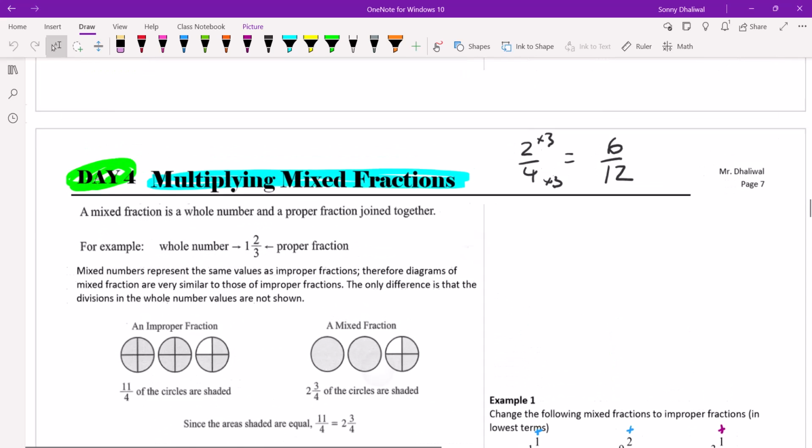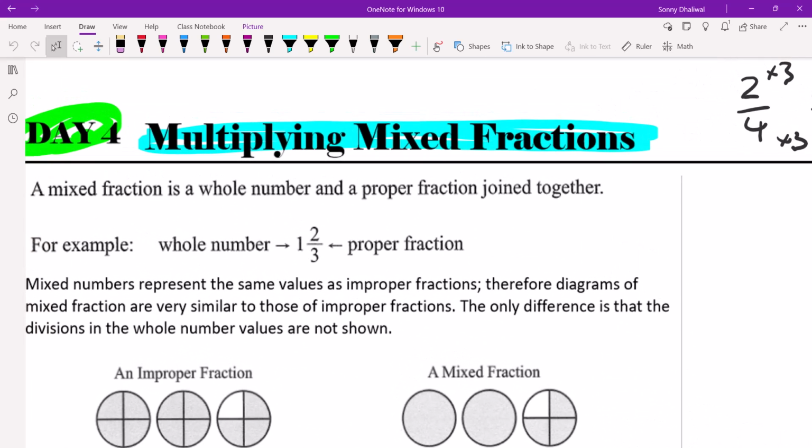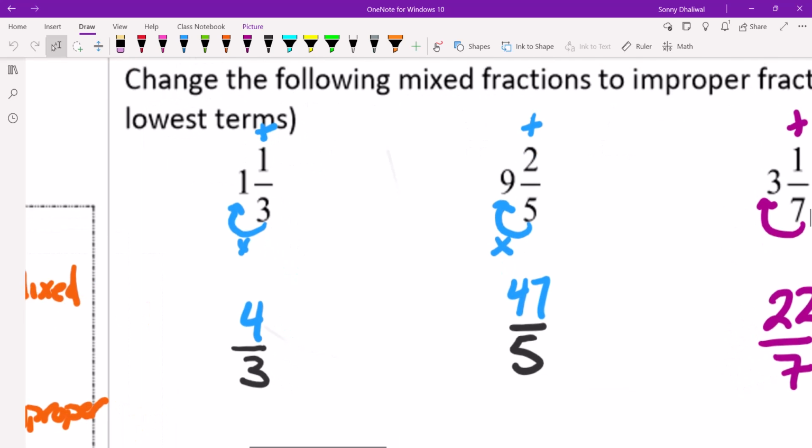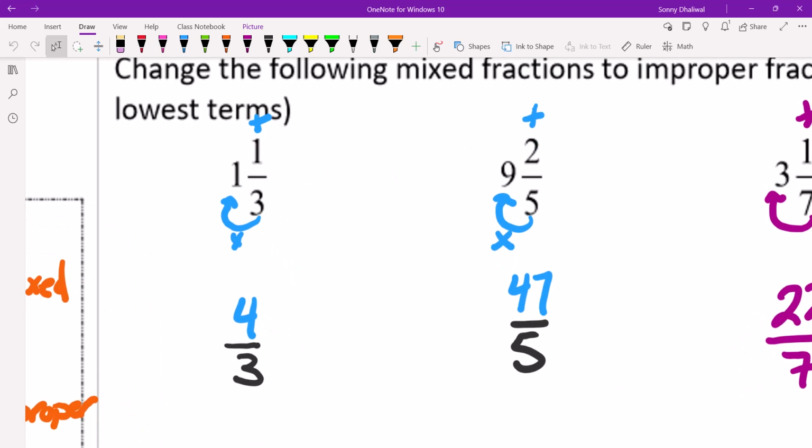So last day we started talking about multiplying fractions again, but this time they're mixed fractions. Just like the quiz you did, just like the last day notes, almost identical to it, except there's one extra step. We had fractions that looked like this, and we need to convert into improper fractions before we could do our calculations.